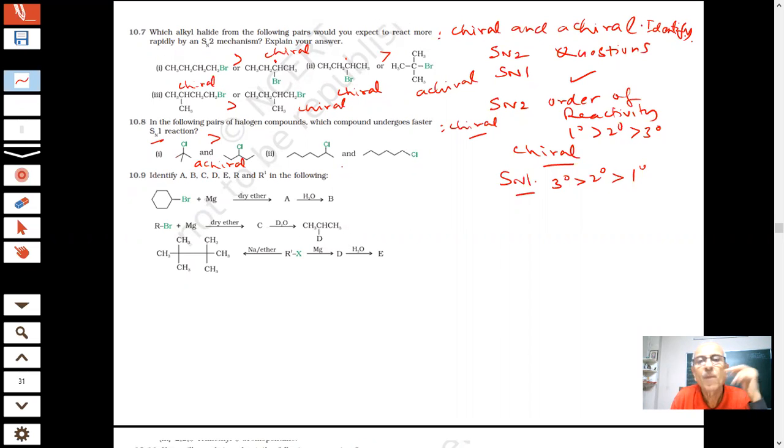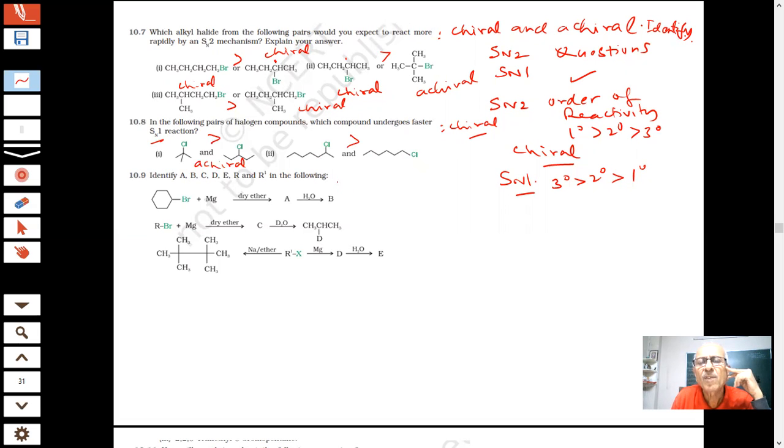What about this? Which is faster? Out of these, the first is faster than this. Which is chiral? The second is chiral, I think, because C on one side and Cl on one side. Where is the chiral carbon here? The first carbon is chiral, I think. Here two hydrogens are attached, 2 hydrogens, 2 hydrogens. Okay, fine. So both are achiral.